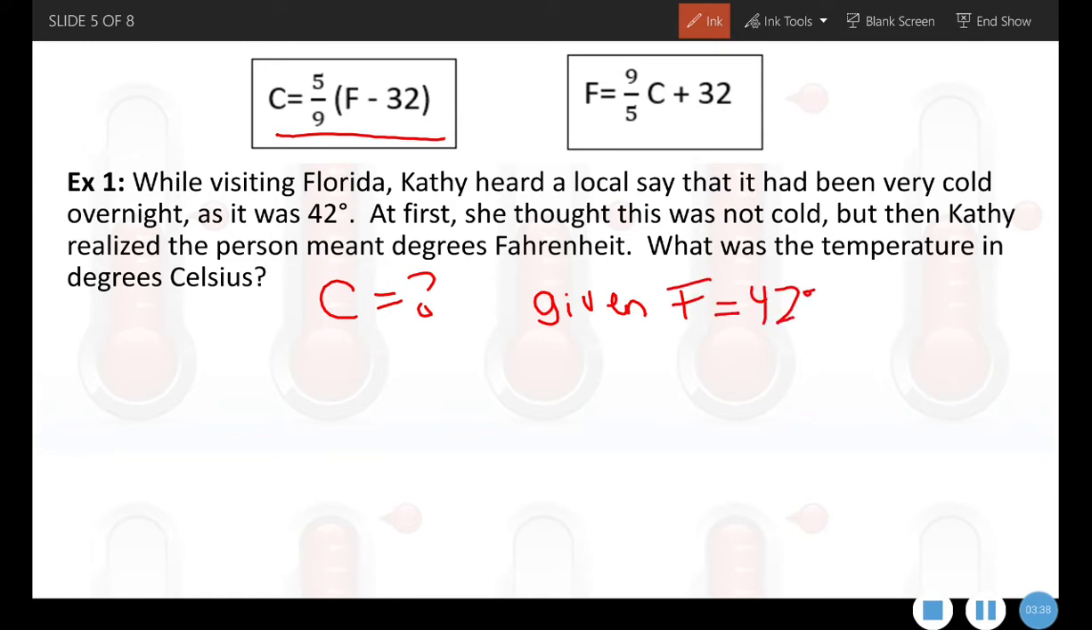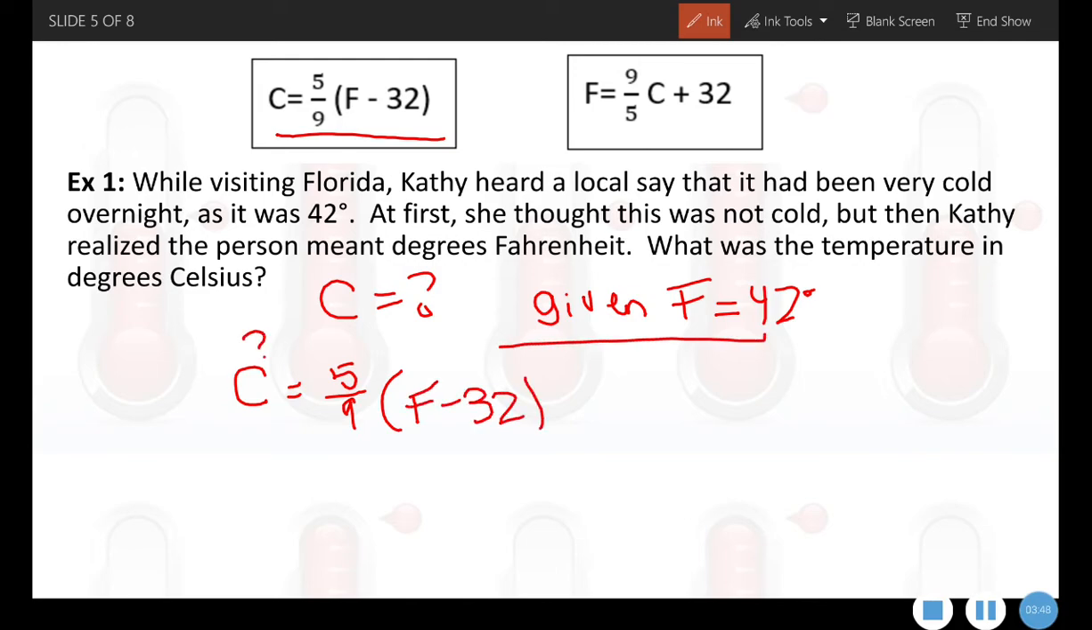So I'll write my formula down. C is equal to 5 over 9 bracket times F minus 32. So I'm trying to solve for this guy, and I know that the temperature that they said in Fahrenheit is 42. So C is equal to 5 over 9 times 42 minus 32. Well, 42 minus 32 is 10.